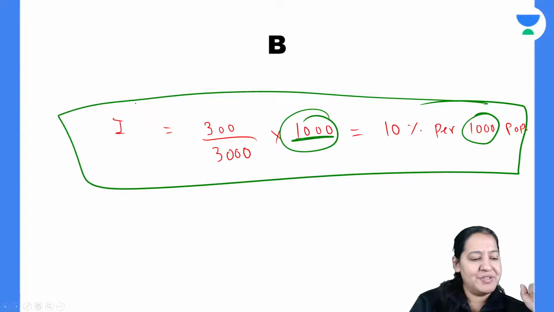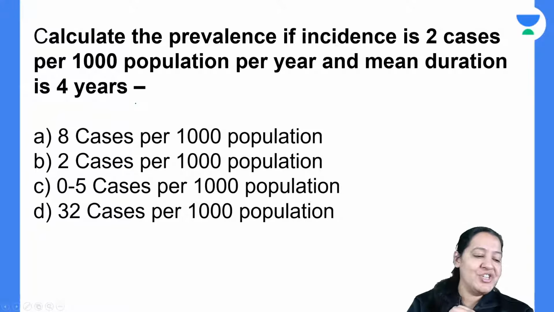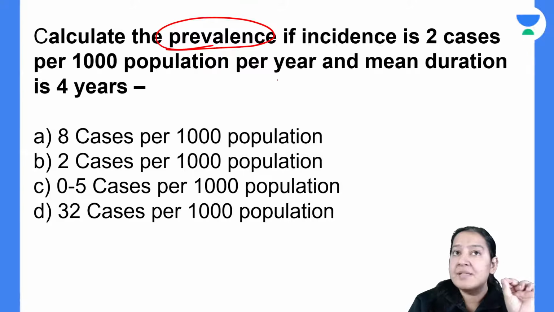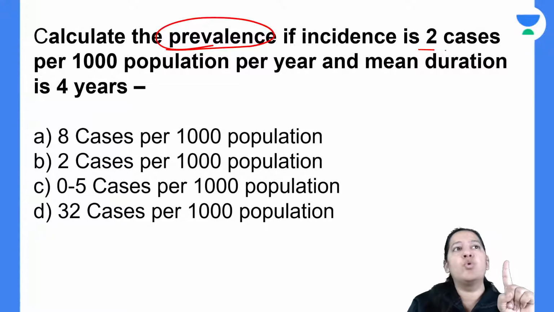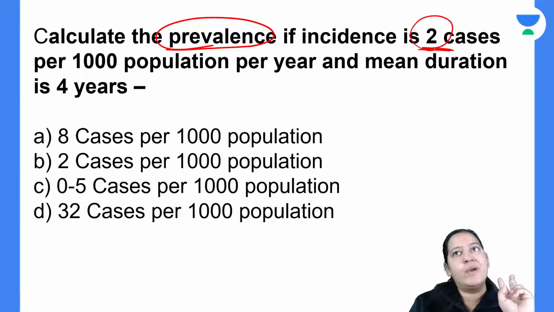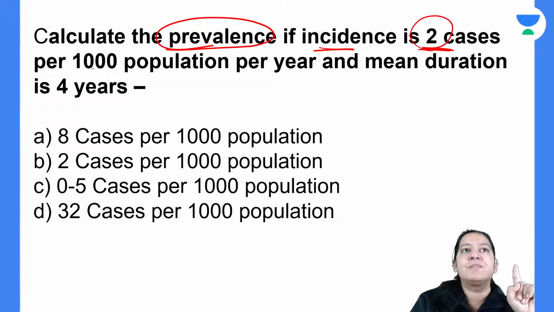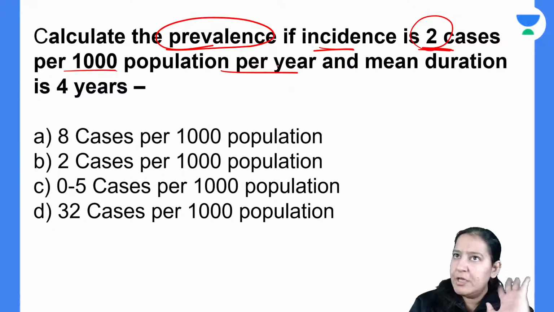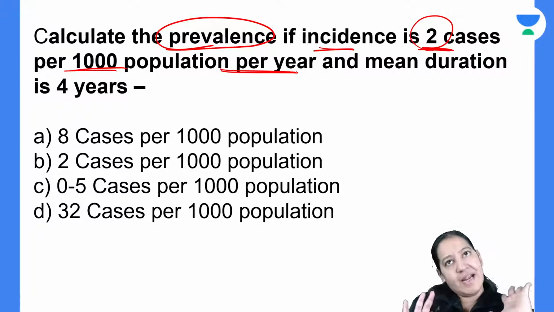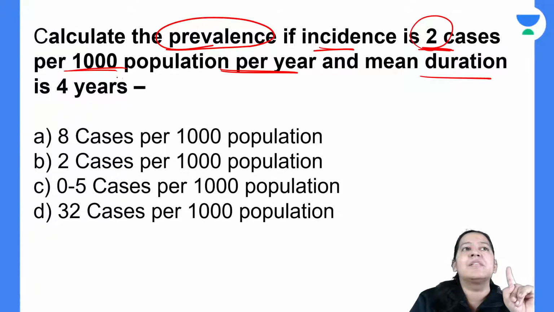Let me move ahead to the second question. This is the second question. Rishinika, Ira, do you want to try it first? Please try it. So calculate the prevalence. The examiner is asking you prevalence. If incidence is 2 cases per 1,000, so incidence is given 2 cases per 1,000. It is already given to you, the value of incidence is 2 cases per 1,000 per year. This is the unit of incidence. I have already taught you the unit of incidence, per 1,000 per year. That is incidence. And duration of the illness is 4 years.